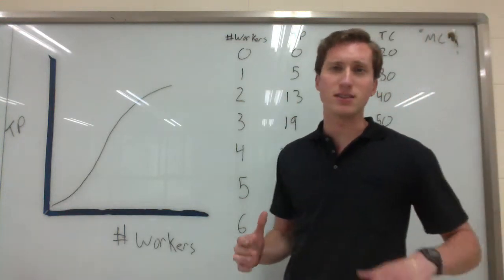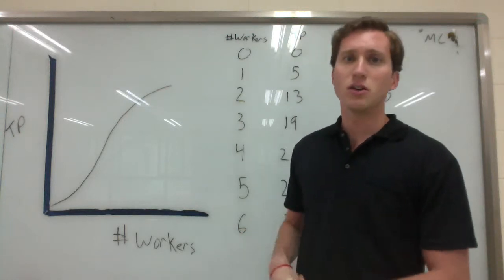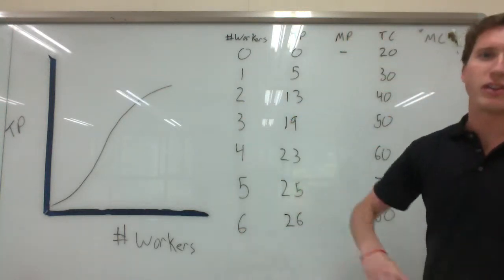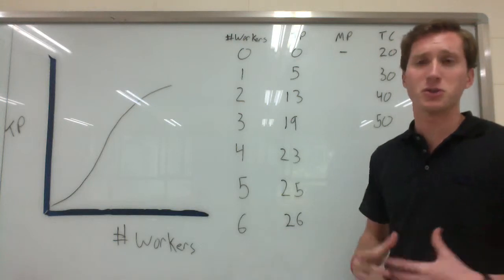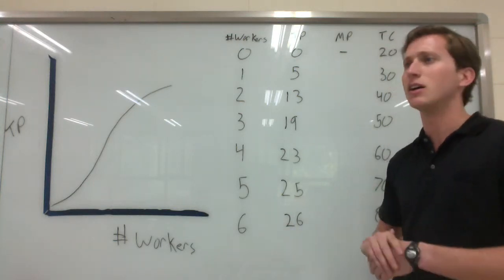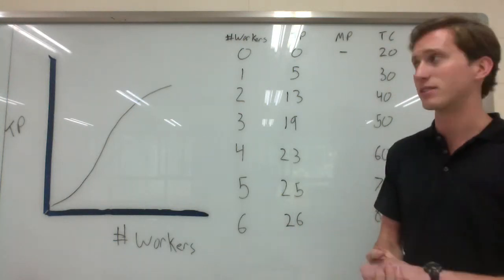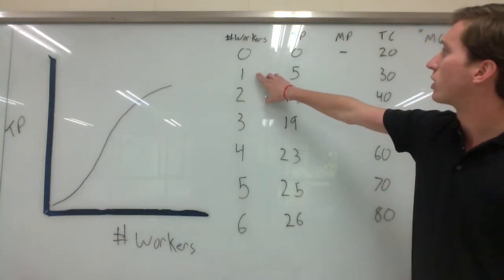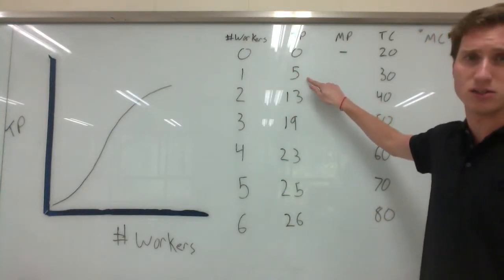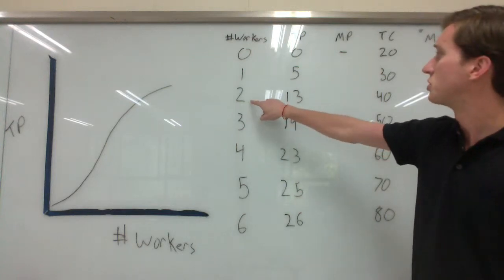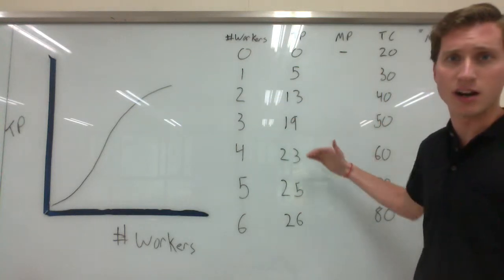Now, this firm has a set amount of resources. So each time we add a worker, they have to split or share those resources. We're doing that because it's a ceteris paribus thing. We're keeping the amount of resources held constant. So with one worker, the total product is 5 units. With 2 workers, it's going to be 13 units, and on and on and on.